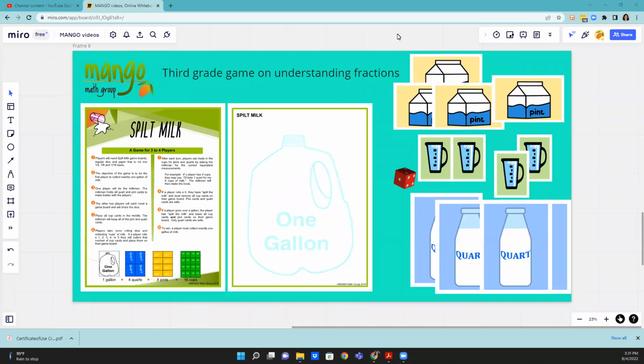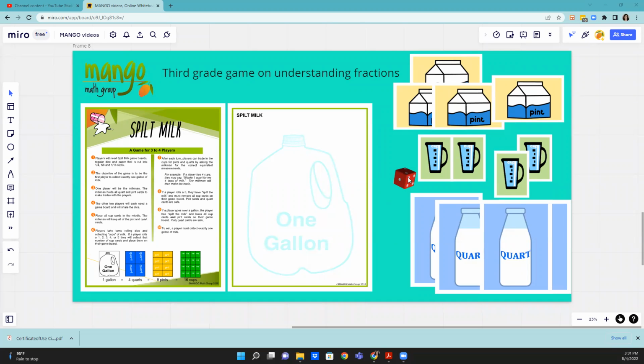Hello, this is Mary with Mango Math, and this is a third grade game called Spilt Milk, in which we're starting to understand fractions, but also understand equivalent amounts and looking at capacity, looking at the liquid measurements. So in this game, you're going to have one person be the milk person, milkman or milk woman, and they will be the one exchanging the cards, the cups, quarts, and pints.